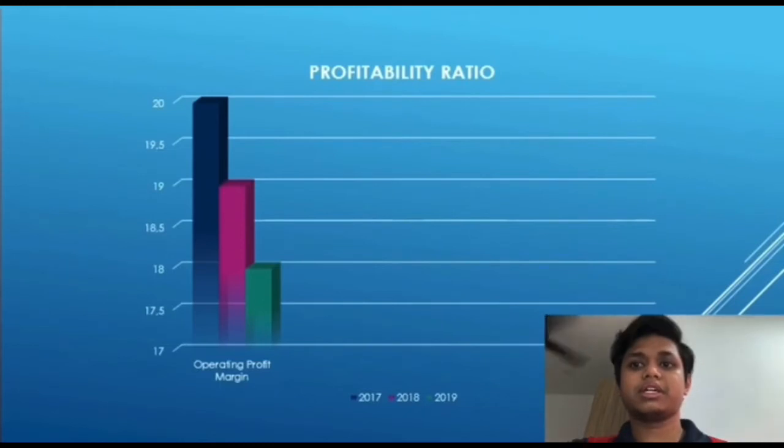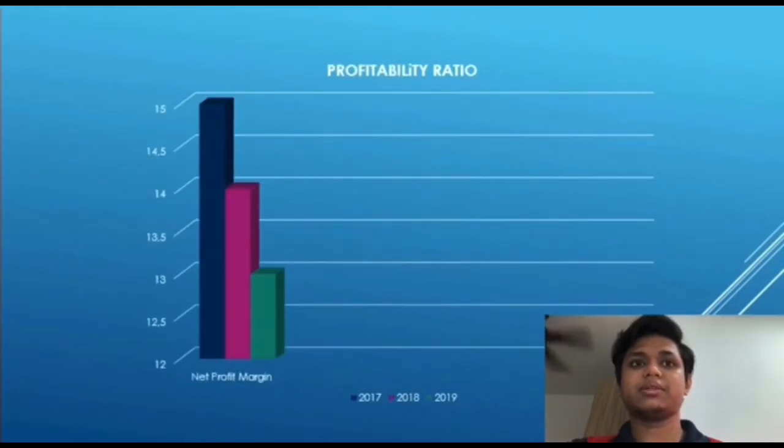Okay, second, for net profit margin. From the result, we can conclude that 2017 is the best for Hapseng Berhad in terms of net profit margin, which is 0.5 compared to 0.14 and 0.13 in 2018 and 2019.